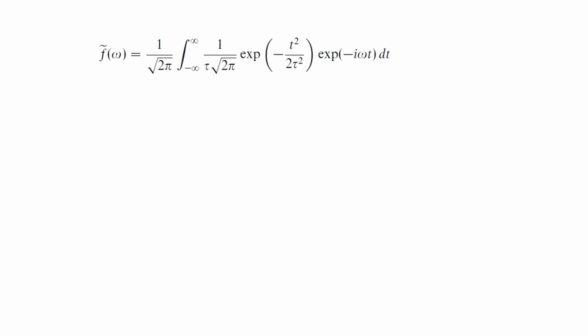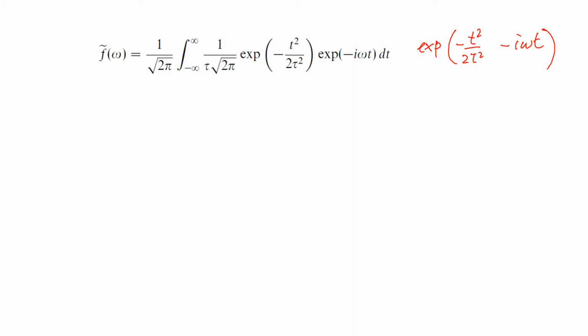So we have again here your Fourier transform already substituted with your normalized Gaussian distribution, but we still need to simplify this one. But before that, as you can see here, we have two exponential terms. You have exponential negative t squared over 2 tau squared and exponential negative I omega t. We can actually combine these two so that we have this form here. You have your exponential negative t squared over 2 tau squared minus I omega t.